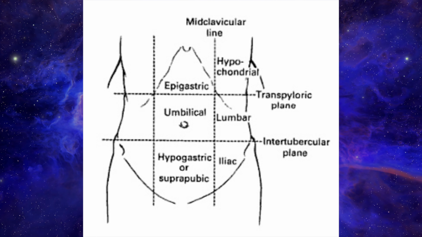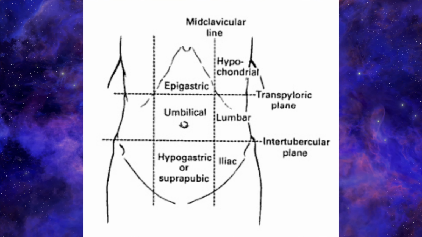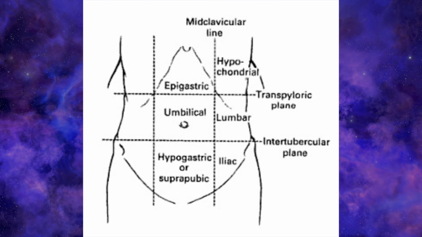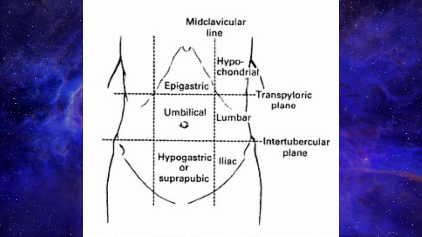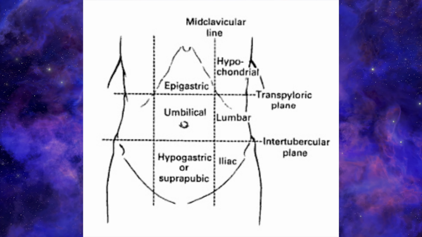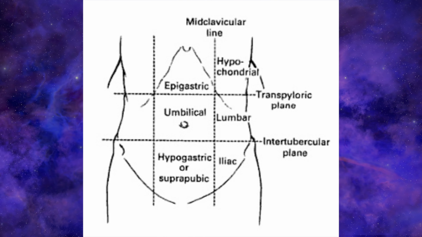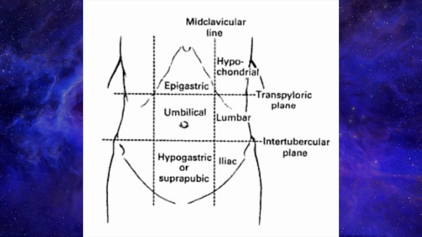So the vertical lines are essentially the mid-clavicular lines. Okay, so pretty self-explanatory, halfway through the clavicle. If you draw a line vertically down, perpendicular to that point, those are the 2 vertical lines. The 2 horizontal lines are the transpyloric plane and the intertubercular plane.